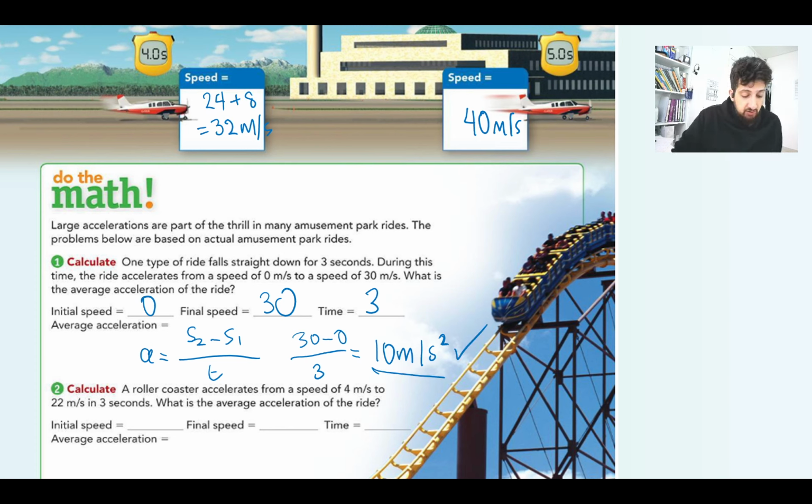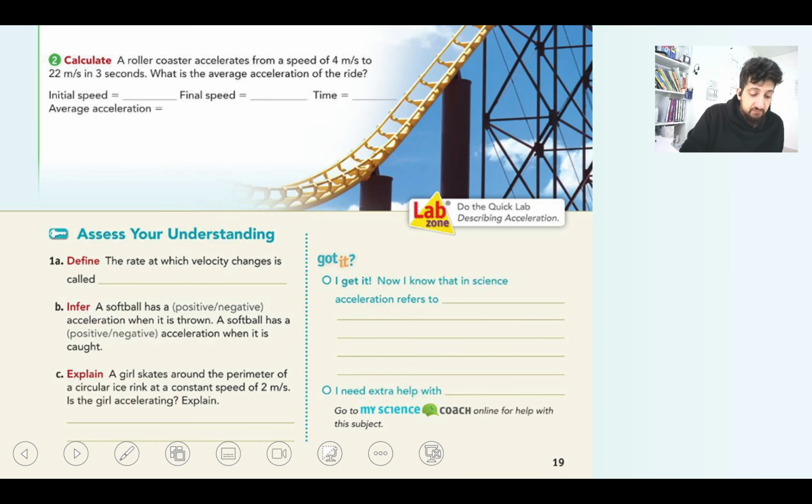Second question, a roller coaster accelerates from a speed of 4 meters per second to 22 meters per second. So the initial speed was 4, and the final speed was 22 meters per second, and the time it took was 3 seconds. So this time the acceleration is going to be 22 minus 4, because that's S2 minus S1, all over 3, 18 over 3, which is going to equal 6 meters per second squared. And that's how you do that.